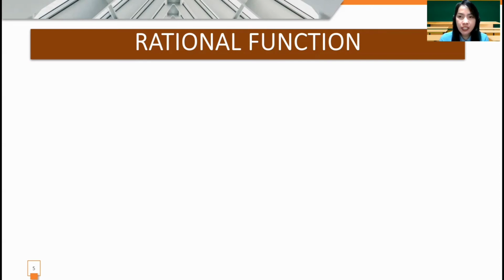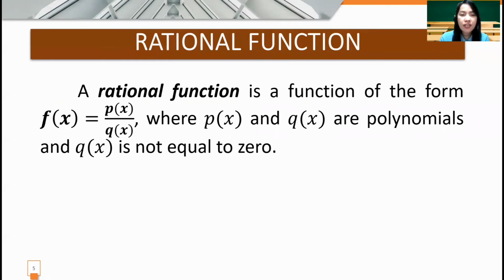We can now proceed to the definition of rational function. A rational function is a function of the form f of x equals p of x all over q of x, where p of x in the numerator of the function and q of x in the denominator are polynomials. And q of x is not equal to 0. Again, when the denominator or the value of q of x is 0, the function will become undefined.